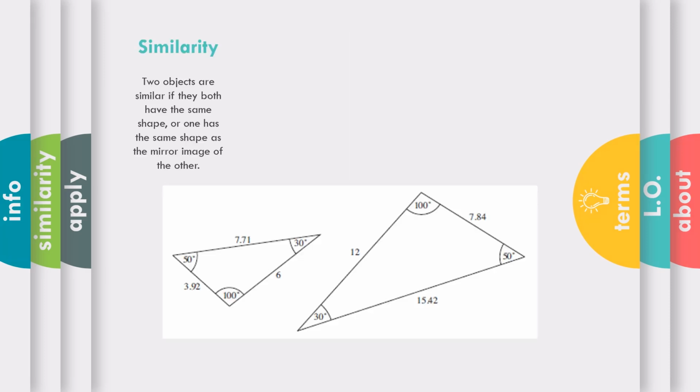As you can see in this example, we have two triangles. One is obviously a lot bigger than the other one. However, they are similar. Imagine turning one of these triangles around and you will notice that the 30 degrees will line up, the 100 degrees will line up, and the 50 degrees will line up. Even though they are two different sizes, they are in fact similar.